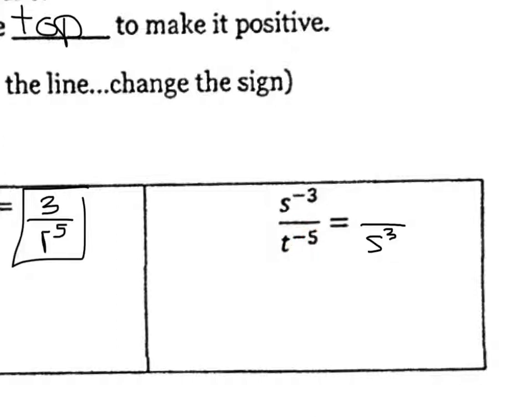They're a no-no. So since the t to the negative 5 is on the bottom, to make that exponent positive, we have to cross the line, which is going to move it to the top. And it becomes t to the 5th. There's nothing I can do with the t and an s, so this is my final answer.